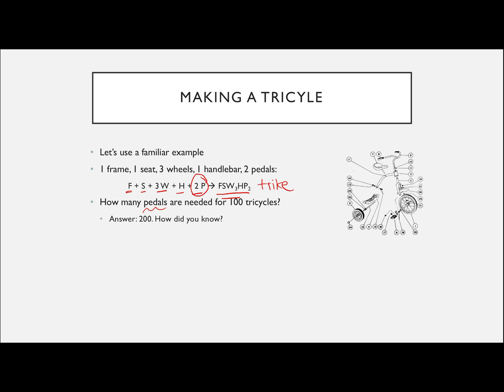You knew that just through logic, right? By comparing total tricycles to number of pedals needed. What about if you're given 200 pedals? How many wheels would you need? You would need 300 wheels, right? You know that because for every 2 pedals, there are 3 wheels. You can see that up here as well. But for this example, this is just very common sense.